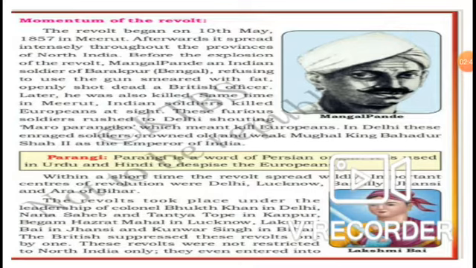Next, we'll discuss the momentum of the revolt. You can see the picture of Mangal Pandey, who started the revolt for the first time in India. The revolt began on 10th May 1857 in Meerut. Afterwards it spread intensely throughout the provinces of North India. Mangal Pandey, an Indian soldier of Barrackpore, which is in the Bengal district, refused to use the gun smeared with fat.